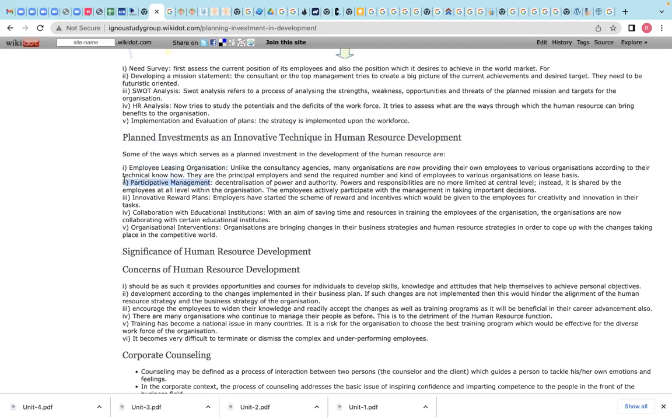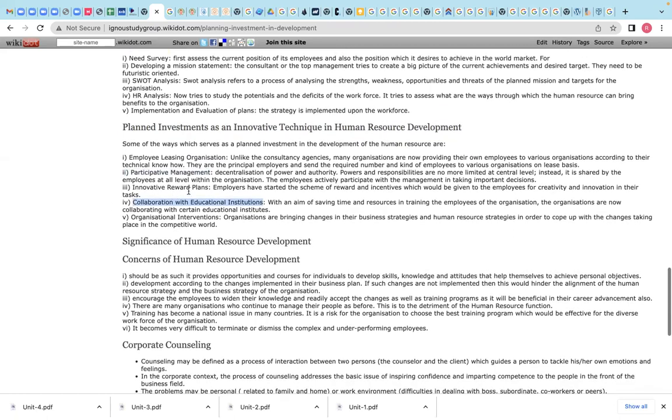Next is participative management. You're going to allow your employees to participate in making the decisions. I think we read about participative management enough. Next is innovative reward plans. You need to have better reward plans. Collaboration with educational institutes. You are going to partner with some educational institutes so that they can produce people which could be inducted into your organization. Next is organizational interventions. There are various interventions within the organization which could align to your strategy. So that is about planned investments.